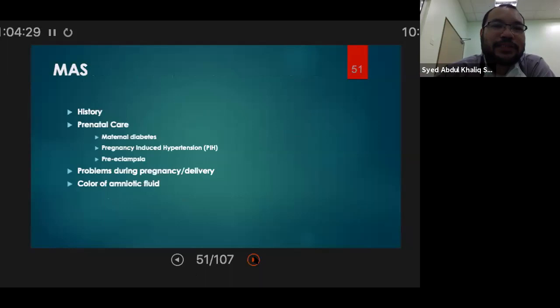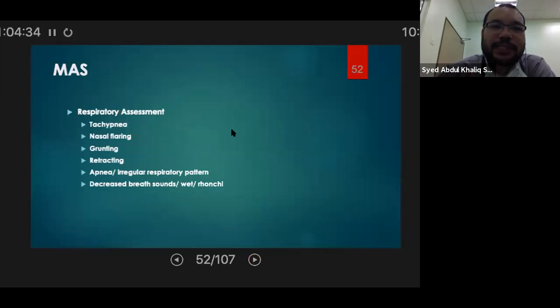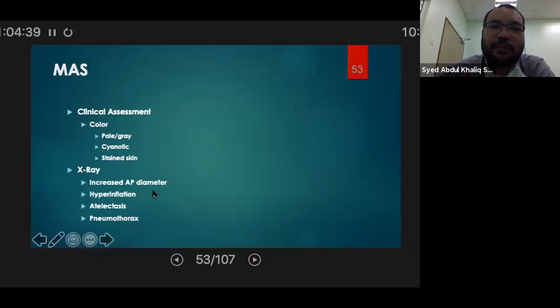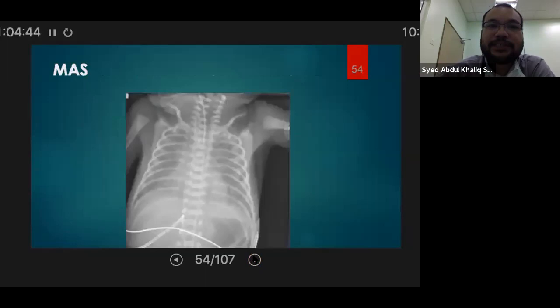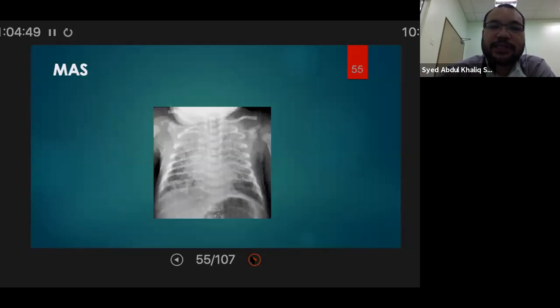So next is, you need to know the history, prenatal care of the mother, respiratory assessment as usual. So X-ray, as mentioned before, they may have increased air diameter, hyperinflation, you can see atelectasis, you can see pneumothorax, you can see air trappings, air bronchogram, semuanya air trapping. Sini, these are all air trappings. And then congenital pneumonia, sepsis as well.